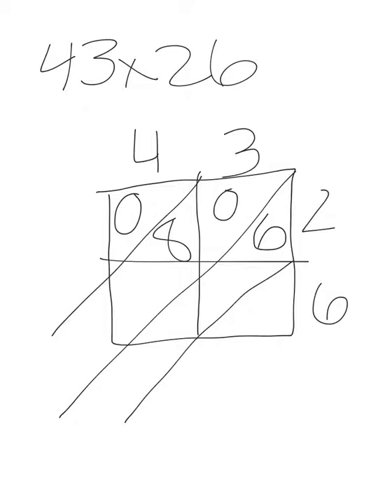Now we go down to the 6. 6 times 3, which is 18. So we put 1 on the top, 8 on the bottom. Now we go over to the 4. 6 times 4 is 24. So we put 2 on the top and 4 on the bottom.